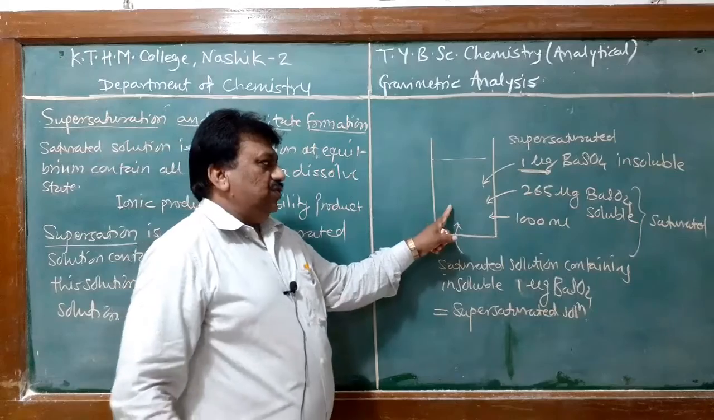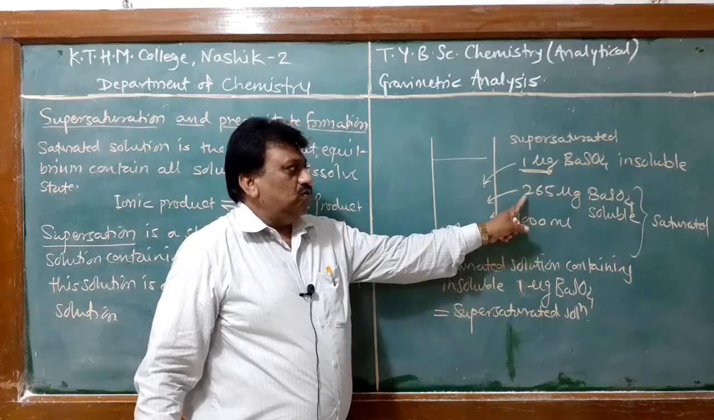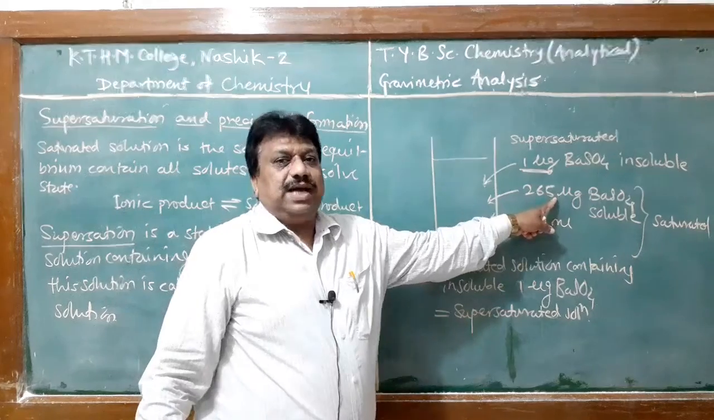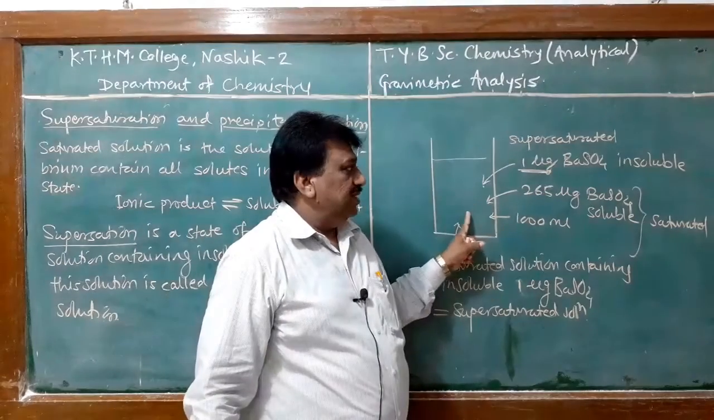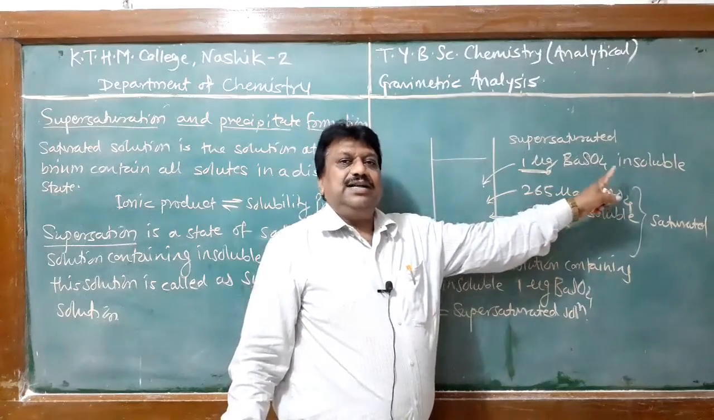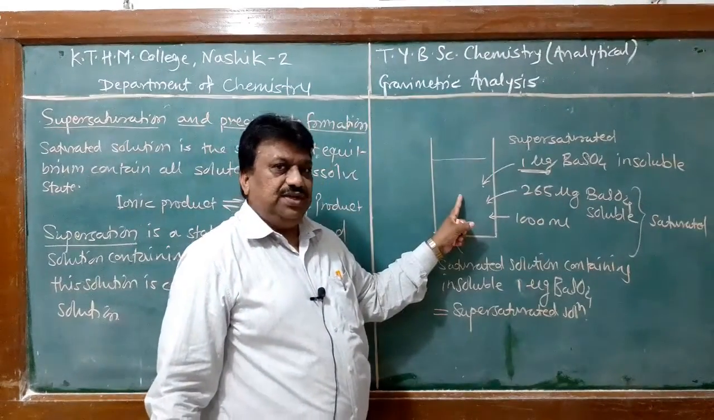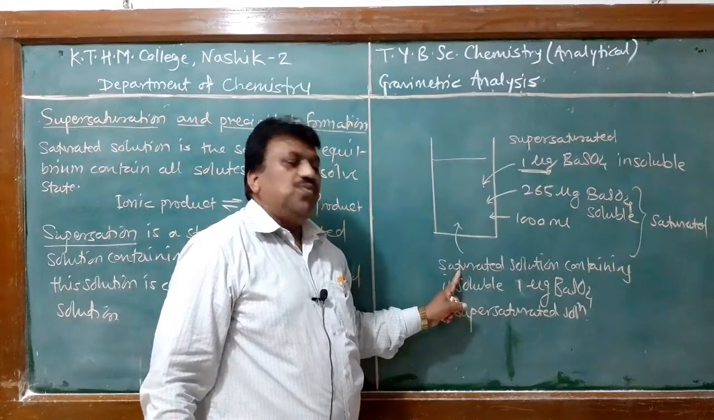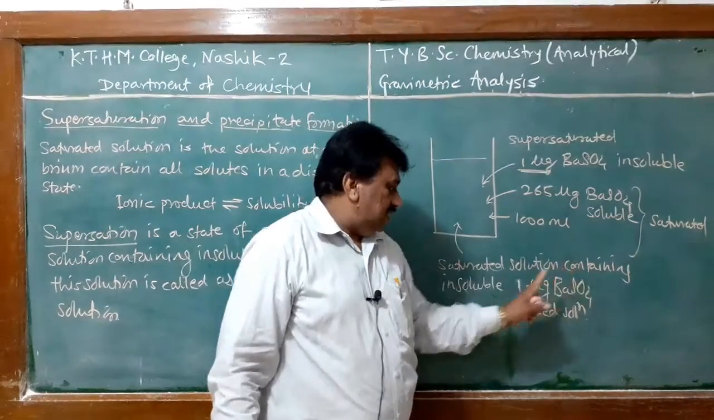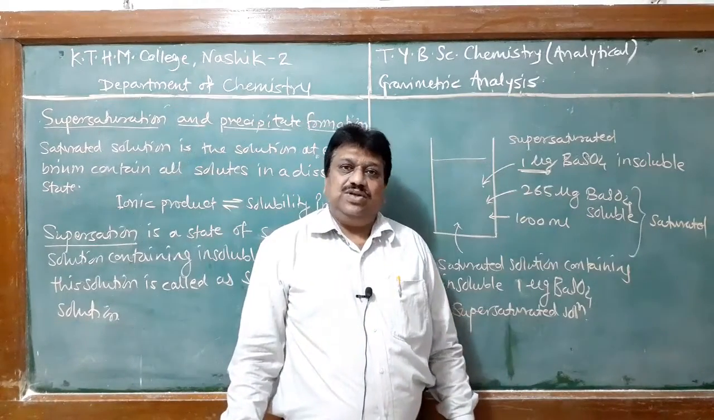Therefore, in this solution, in 1000 ml, 265 microgram of barium sulfate is soluble, and further dissolving capacity of this solution is vanished. If we add extra 1 microgram of barium sulfate, that remains as it is, means it is insoluble. Therefore, this saturated solution has a stage of supersaturation. Therefore, saturated solution with insoluble solid, that solution is called as supersaturated solution.